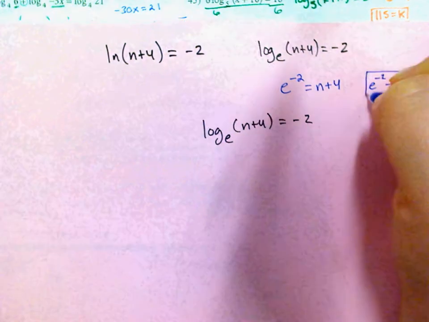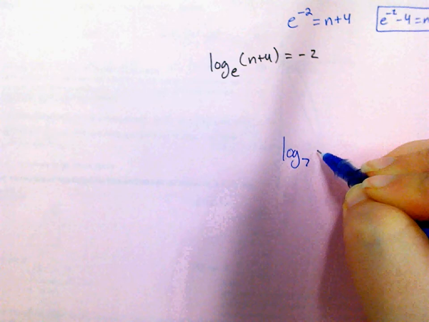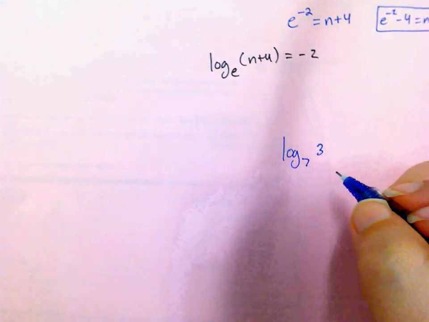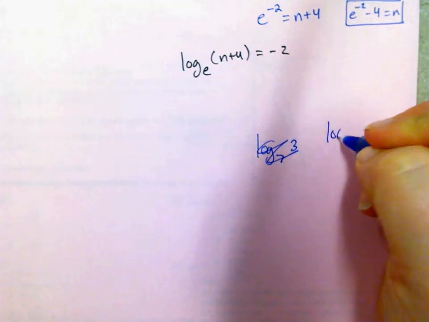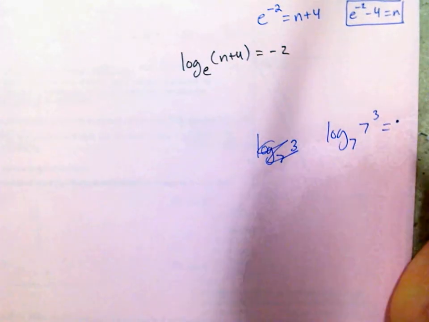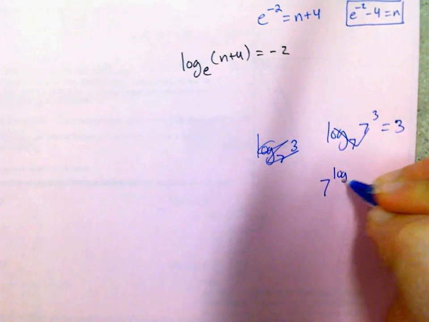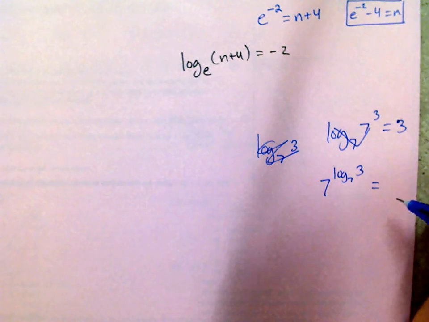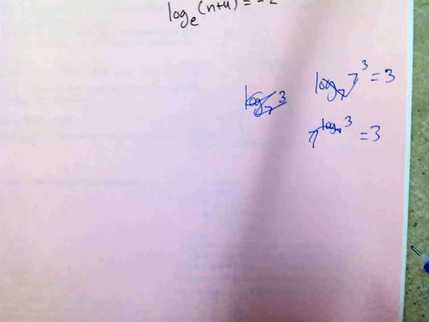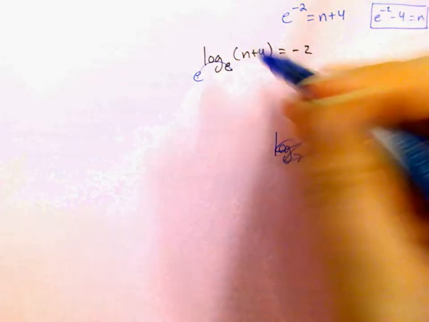Are y'all familiar with this? If I said log base 7 of 7 to the 3rd, what would you say? It equals 3. By the same token, if I said 7 to the log base 7 of 3, it would also be 3. An exponent raised to the log of the same base is the same thing. So if I raised both sides as a power of e, they would cancel each other out. N plus 4 equals e to the -2.